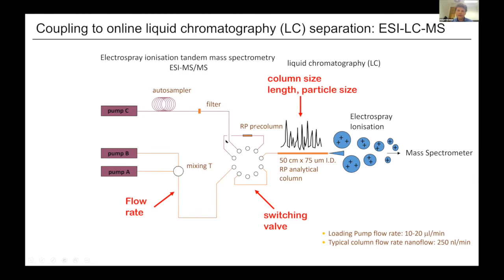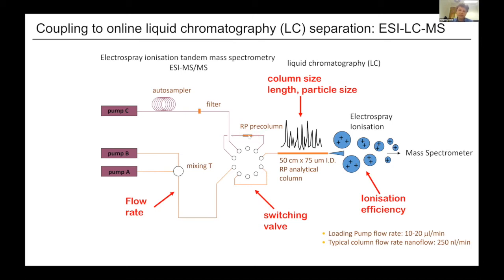On the other hand, this pre-column or trapping column has a wider diameter and is operated at a higher flow rate. The reason is that the trapping column can bind any of the peptides present in the sample, and they can be loaded at a higher flow rate of 10 to 20 microliters per minute. It means we can inject a sample of, on average, 5 to 10 microliters within a reasonable timescale. That trapping leads to desalting and another purification step of the peptides.